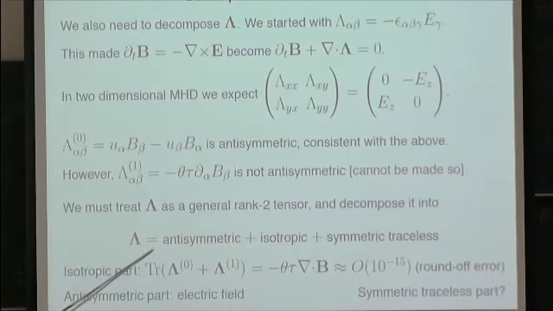So I need to decompose lambda into an anti-symmetric part, which is the real electric field. There's an isotropic bit, which has got something to do with div B, and that's the thing that's maintained at round-off error, and there's an extra bit, which is symmetric and traceless. And that's where the grad div eta comes from.